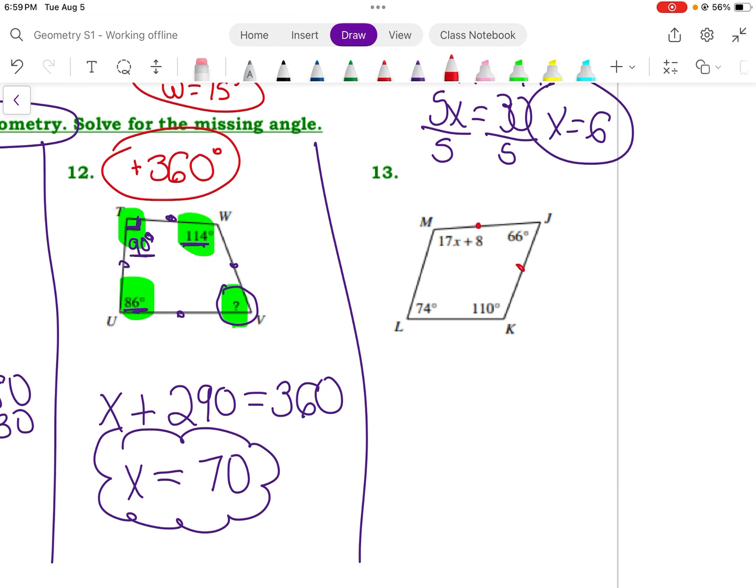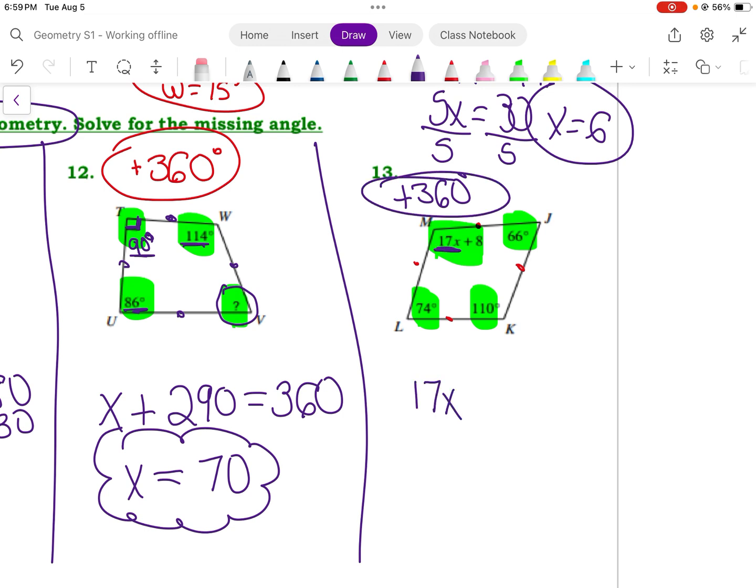All right, how many sides does this have again? Oh, this has 4. So 180 or 360. So this one is also 360 degrees. So this says 17x. Is there any other x's? Doesn't look like it. And now I'm going to add up 8, 66, 110, and 74. 8 plus 66 plus 74 plus 110. And that is 258.